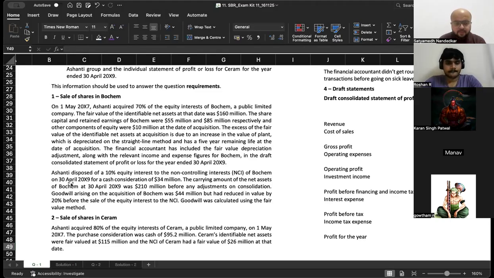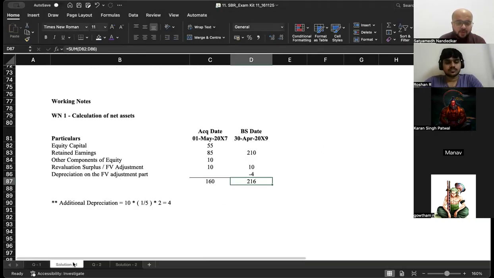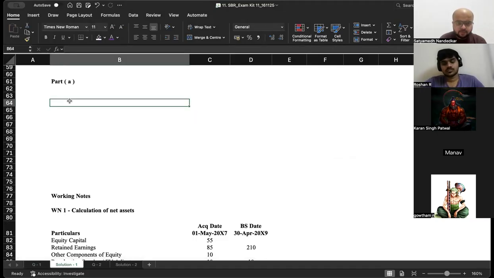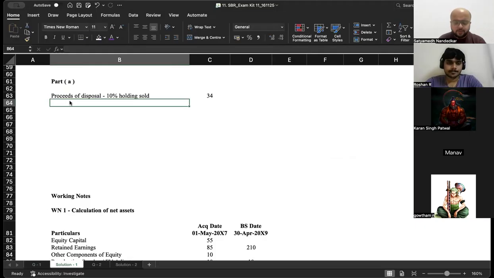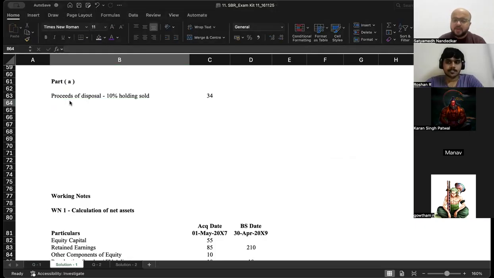Okay. Ashanti disposed of a 10% equity interest to NCI of Bochem on 30th of April 2009 for a cash consideration of 34 million. Now, what are the proceeds of disposal? Proceeds of disposal, 10% holding sold. For how much? 34 million, cash.